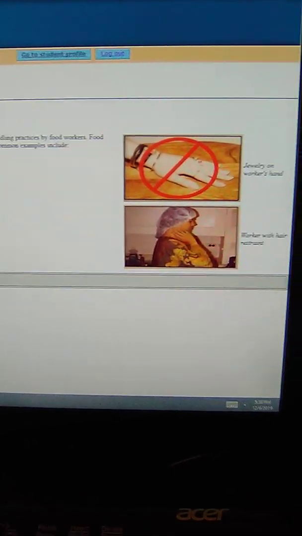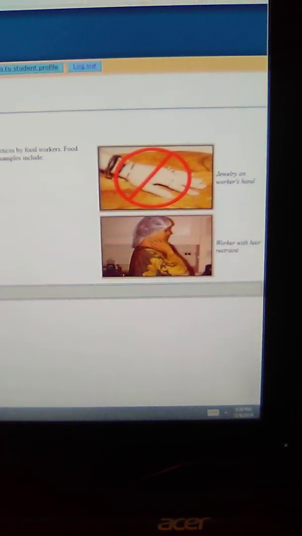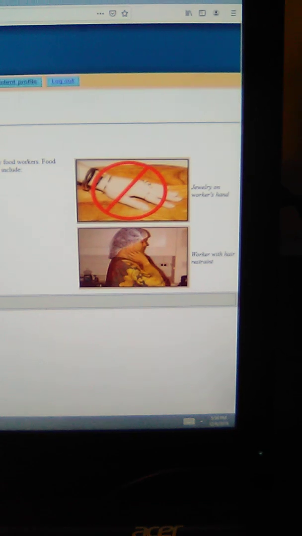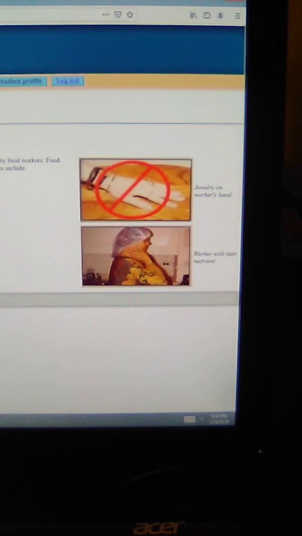All right, this is chapter 4, lesson 4, health hazards. Foodborne illnesses are caused by the presence of foreign objects, chemicals, or harmful microorganisms in food that are health hazards.